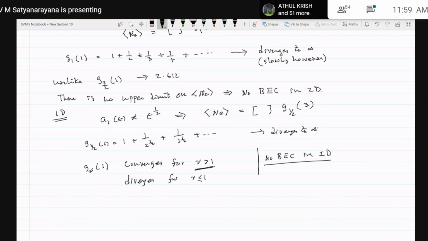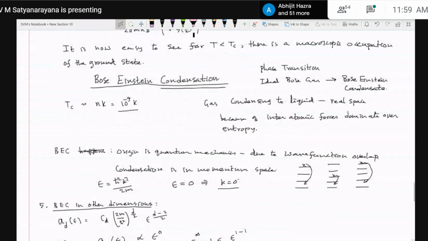So this is as far as the situation in dimensions other than 3 dimensions.